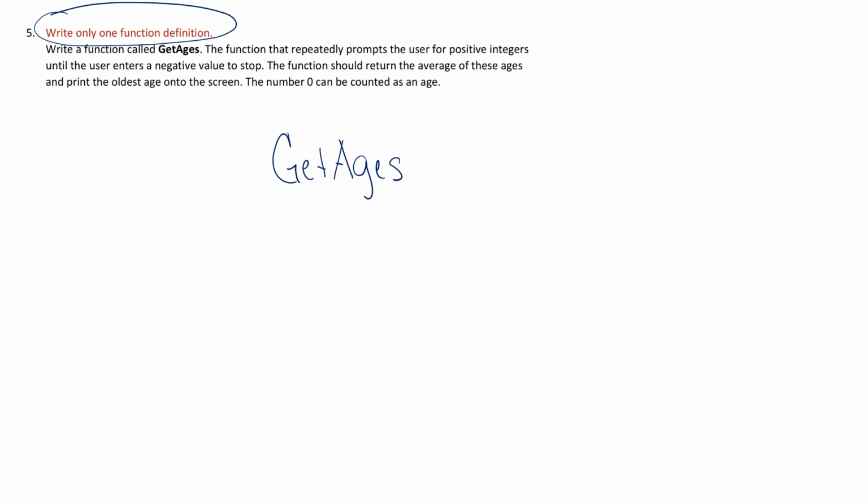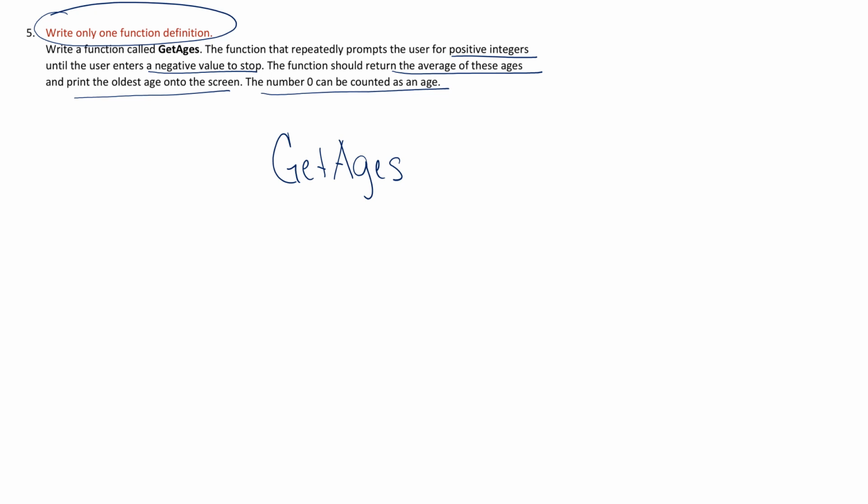The function repeatedly prompts the user for positive integers until they enter a negative value to stop. The function will return the average of all those that are entered and print the oldest one onto the screen. The number 0 can be counted as an age. All right, so number 0 is a positive. So basically, you're going to repeatedly get ages from the user until you get a negative value.